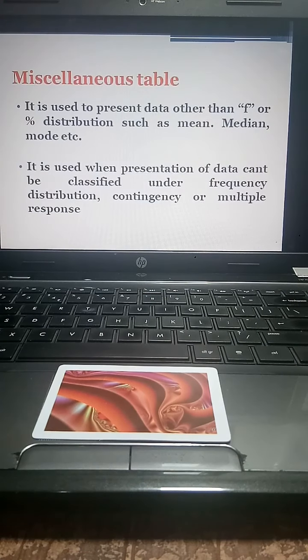Next are the miscellaneous tables. In every case, we are not able to use the frequency distribution table, contingency table, or the multiple response table. We use other tables also, like when we need to present the mean, median, mode. We are simply presenting these mean, mode, median. So the tables we are using to present the data other than the frequency or the percentage distribution, those tables are termed miscellaneous tables.